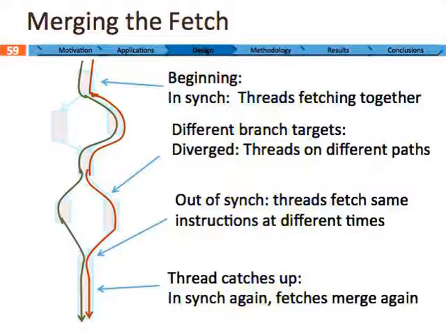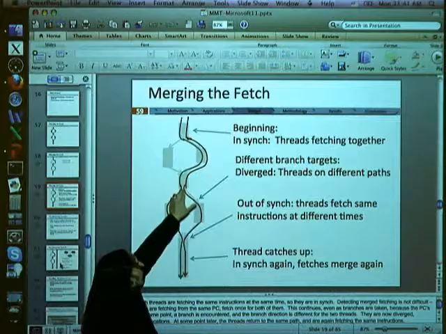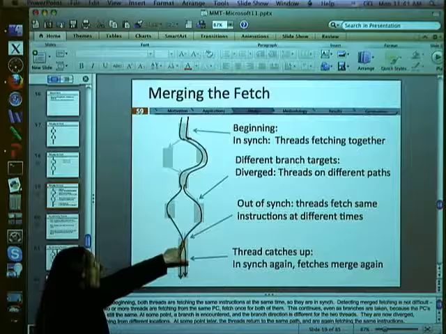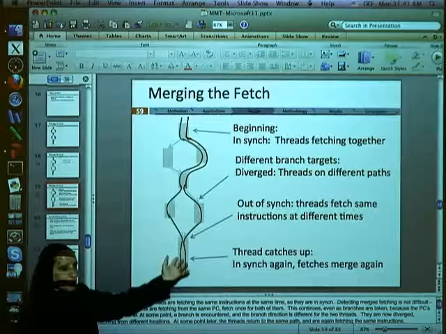So in the beginning, they're in sync. They are merged. Then when they go on different paths, we consider that diverged. And then they're out of sync. They might come back, but they might come back at different times. So even though they're executing the same instructions, they're not executing them at the same time.